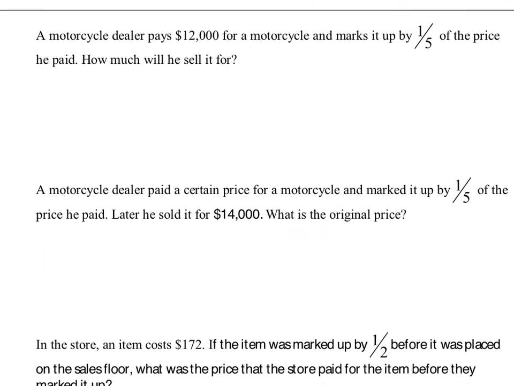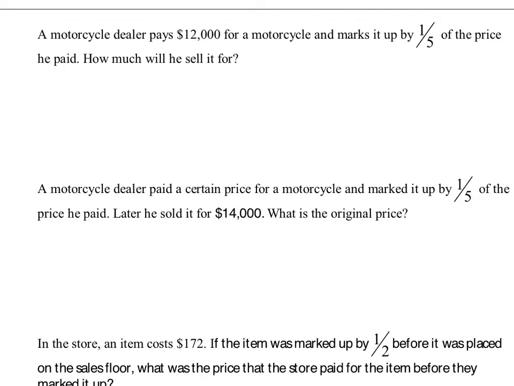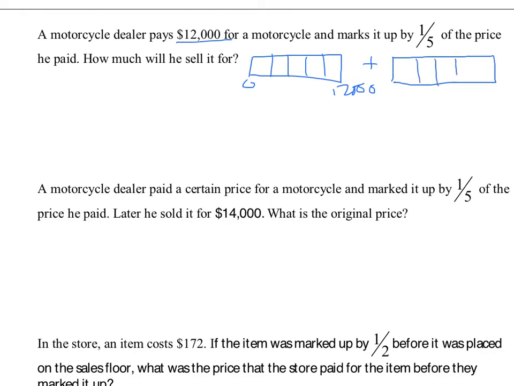Alright, moving on to some markup problems. A motorcycle dealer pays $12,000 for a motorcycle. So thinking chronologically, if they pay $12,000 for the motorcycle and then they mark it up, our original amount here is $12,000. And we're breaking it into fifths, but what we know here is that this is going to be an increased price. So they're actually increasing the price. They're adding to this price. So this is my whole, but I'm adding an extra fifth to that.